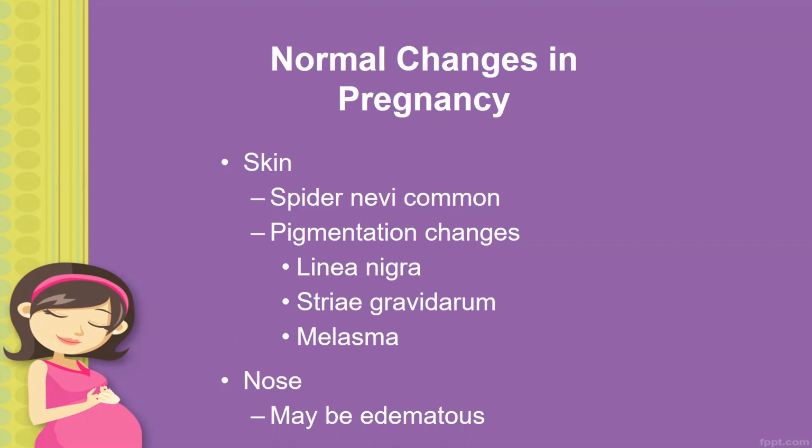The nose becomes more stuffy due to edema. Metabolism increases during pregnancy because of the demands of the growing fetus. Weight gain is important. It's important to know the pre-pregnancy weight along with the current weight. Recommended weight gain for an average female at a normal weight is 25 to 35 pounds. If they're overweight, they may be recommended to gain as little as 15 pounds. And if they're underweight, they may gain up to 40 pounds.